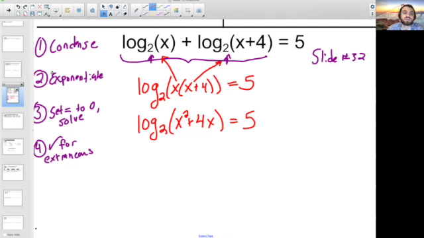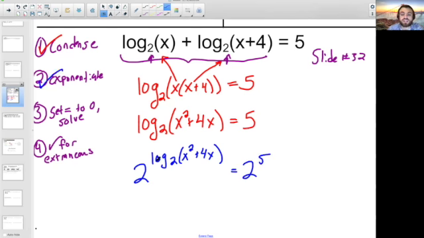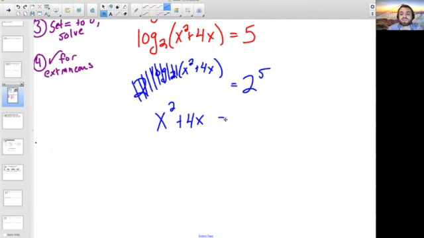Okay. So exponentiation done, rather condensation done. The condensing has happened. Now we need to exponentiate. So I'm going to raise the left-hand side, it's going to become a power of 2, and the right-hand side is going to become a power of 2. And that is because this is the method of exponentiation. But what that does is an exponent of 2 cancels out a logarithm of 2, leaving us with x squared plus 4x equals 32.